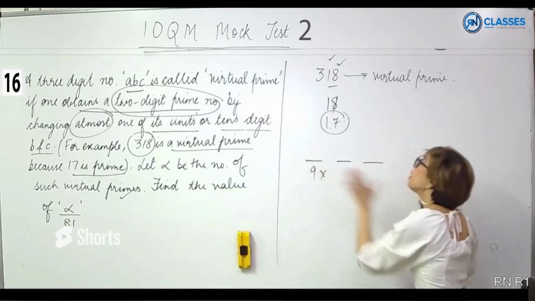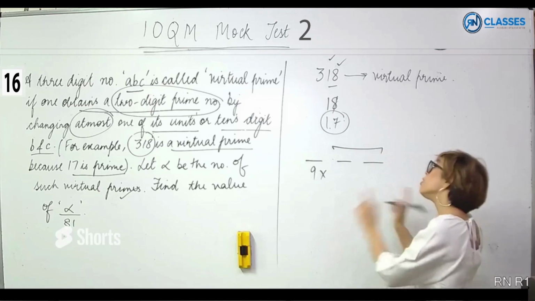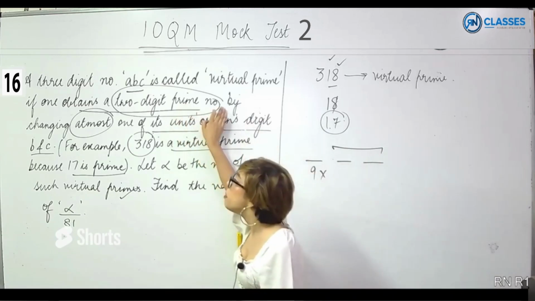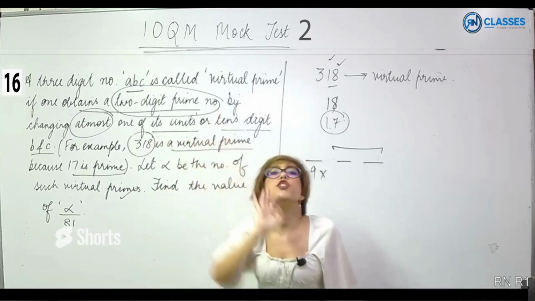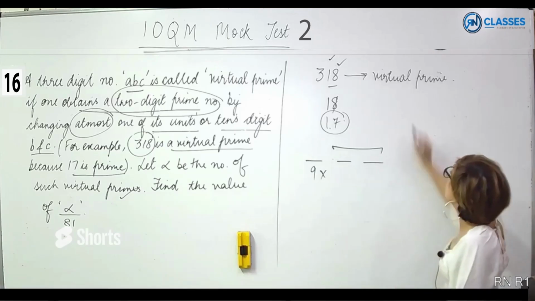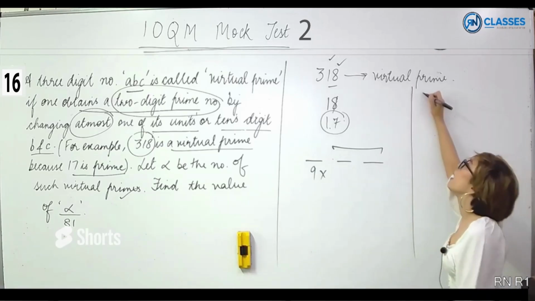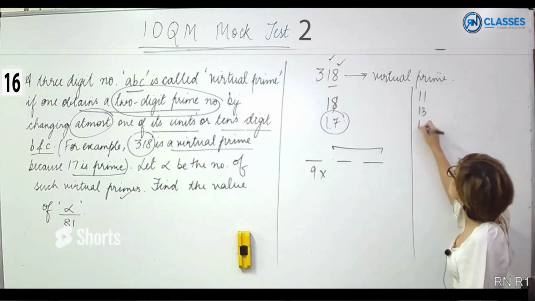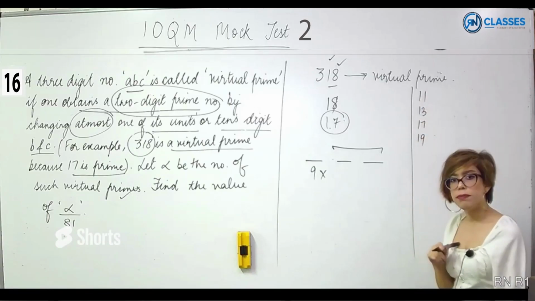Right? Now, corresponding to this, I need to define this. Now, this is the tricky part. He says you should have a 2-digit prime number by changing at most one of its unit or 10th digit. Right? I should get a 2-digit prime number. My 2-digit prime numbers look like, let's start with 11. I have 11, I have 13, I have 17, I have 19, and so on.